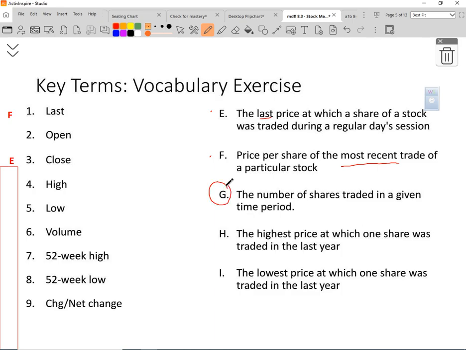The number of shares traded in a given time period. Which one do you think that might be? Volume. And the highest price or the lowest price at which one share was traded in the last year is going to be the 52-week high and the 52-week low. Since these are kind of Captain Obvious ones.